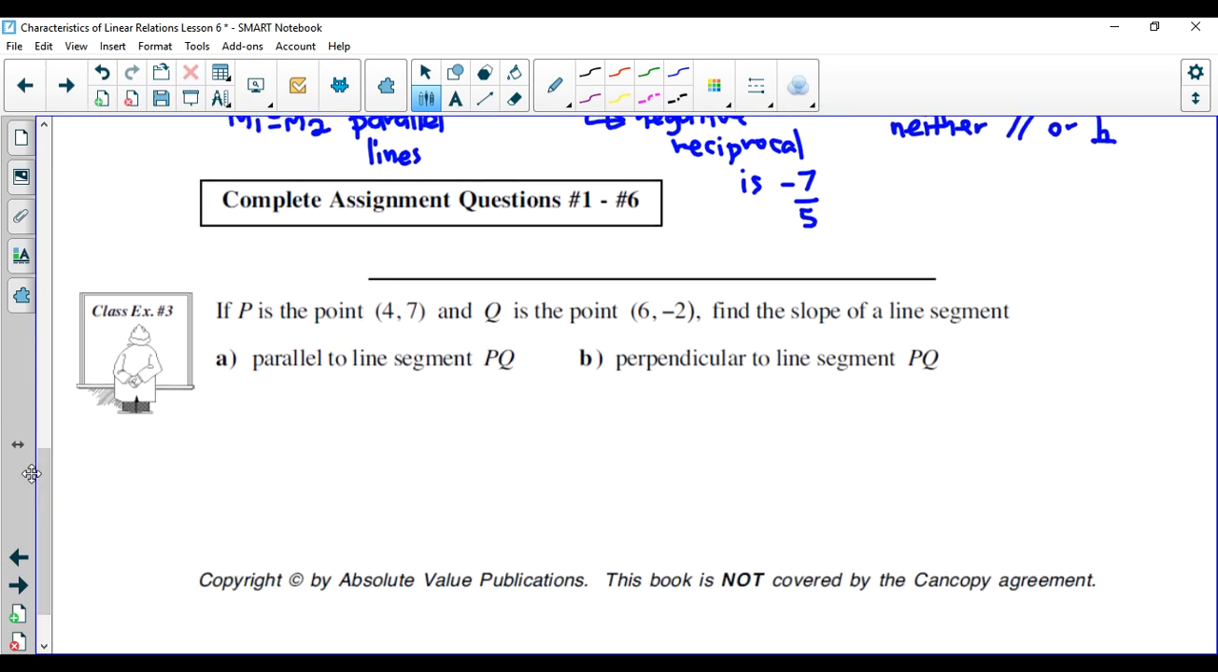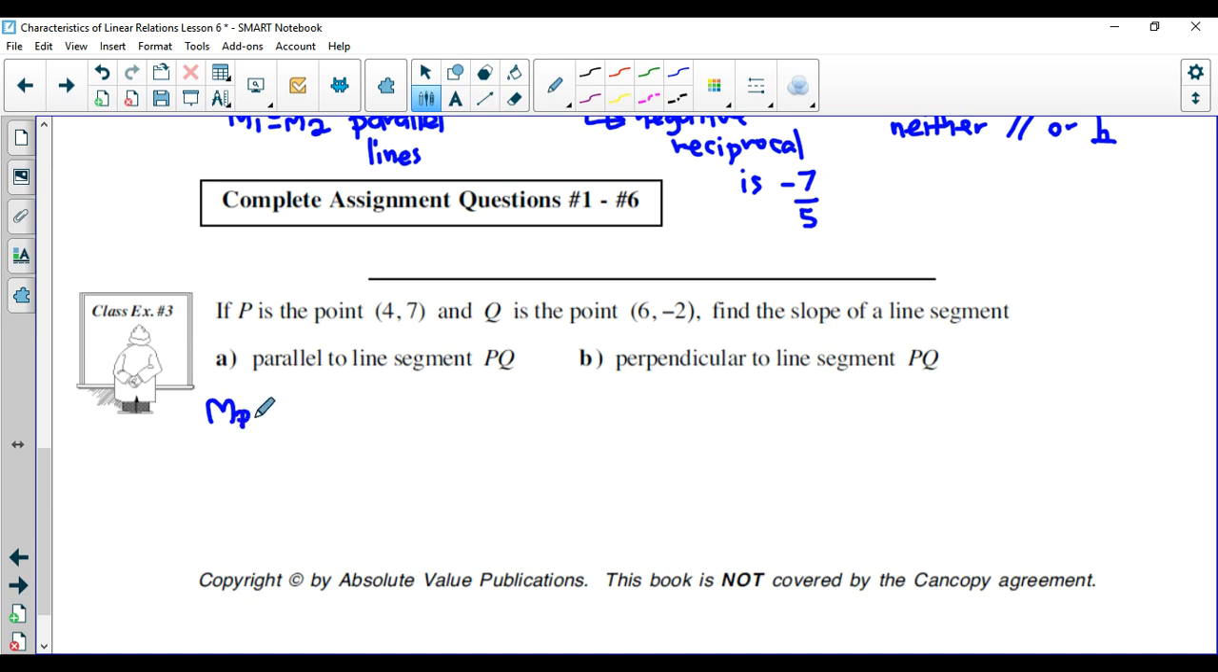Okay. Example 3 says if point P is the point 4, 7 and Q is the point 6, negative 2, find the slope of a line segment that is parallel to line segment PQ and perpendicular to line segment PQ. Now, the first thing we need to do, if we want to know what the slope of these line segments are, is figure out the slope of the line segment joining P to Q. So let's figure out that first.